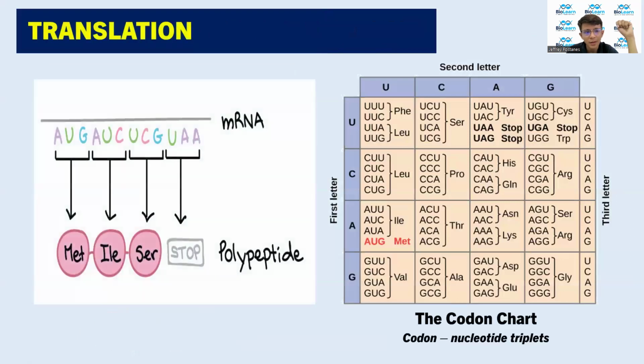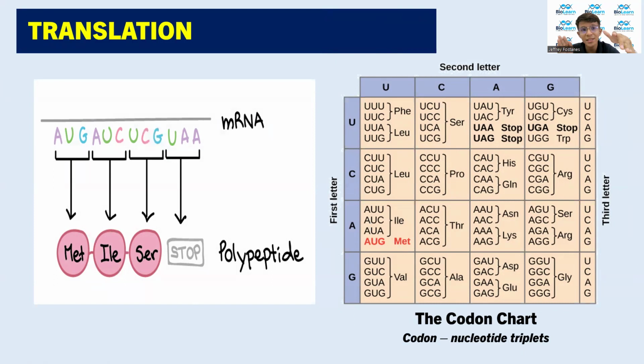So let's try this one. Let's say this is your mRNA sequence that was made during the process of transcription. Let's say you have here the AUG. By the way, each 3 nucleotide bases, we call them codon. They are the nucleotide triplets. So let's say we have here the AUG. AUG is translated into methionine. And please take note that AUG is also the start codon.